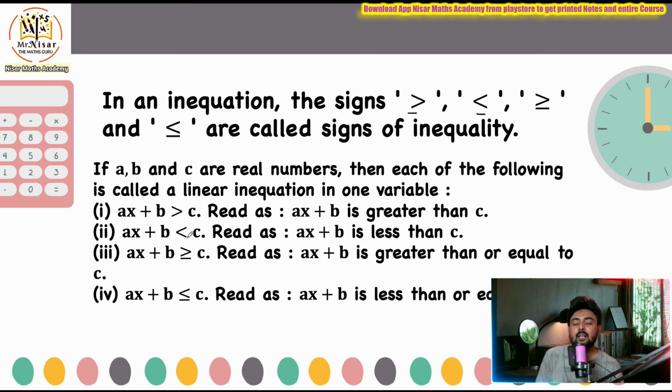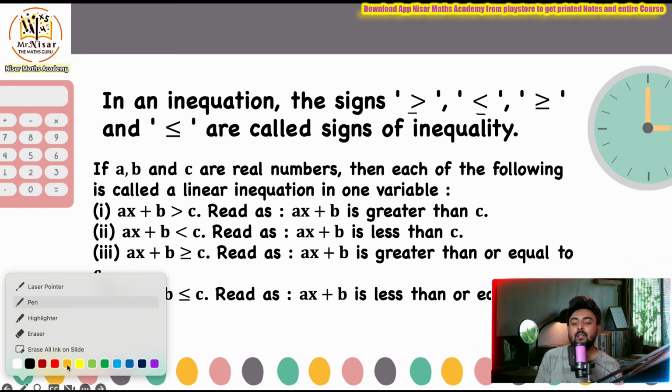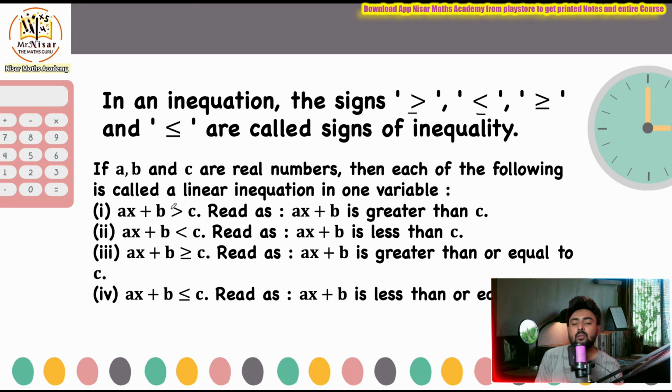How to read this? Now see children, it's something very important. Many students don't understand which side is greater and which is smaller, so we'll say something very easy. You are aware of the crocodile's face. Wherever the crocodile's face is towards, that side is greater. So here we have the crocodile face towards this side, so I can say here it is ax plus b is greater than c.